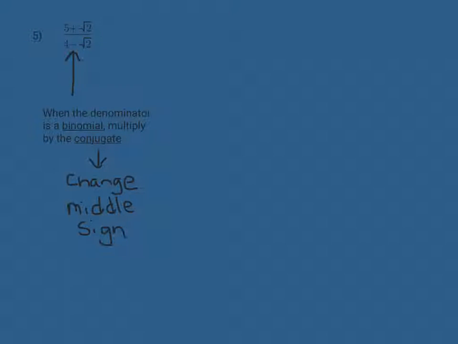What you'll notice in number 5 is we now have a binomial denominator. We have a term separated from another term with a subtraction sign here, so we have a binomial, two terms. Whenever you have a binomial denominator, you want to multiply the numerator and the denominator of this fraction by what we call the conjugate. The conjugate just means you take this expression 4 minus radical 2 and change the middle sign. So the conjugate of 4 minus radical 2 is 4 plus radical 2. That is what I'm going to multiply the top and the bottom of this fraction by.